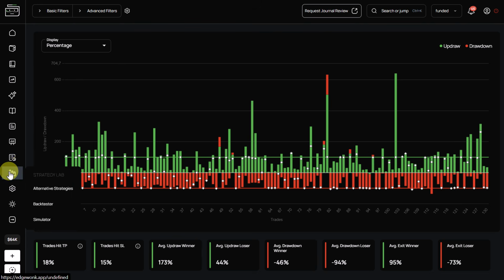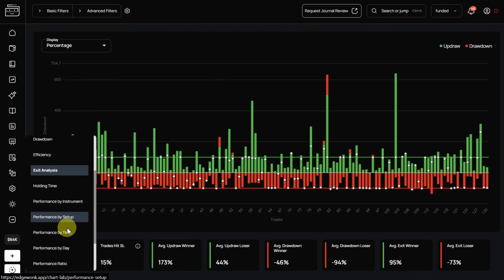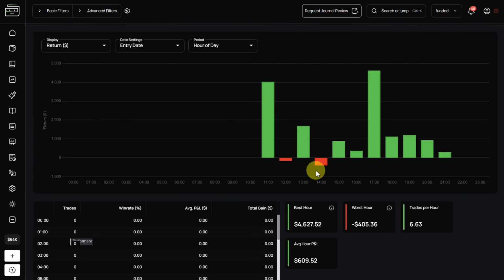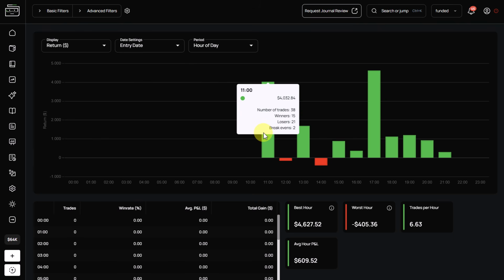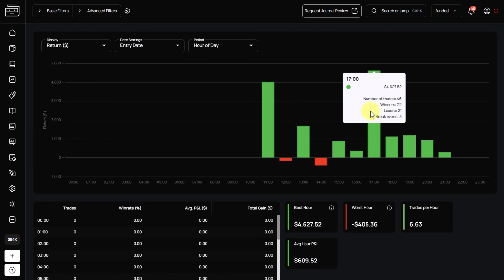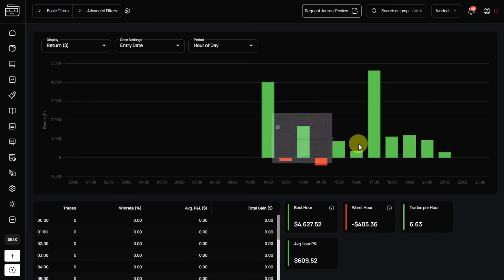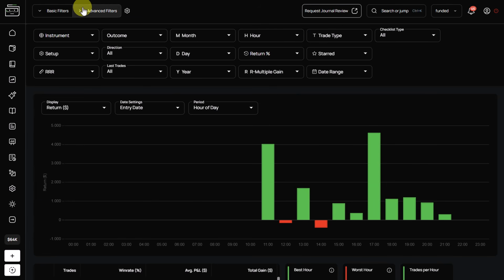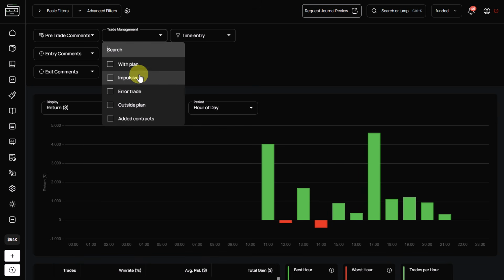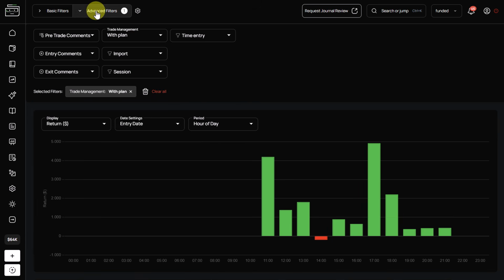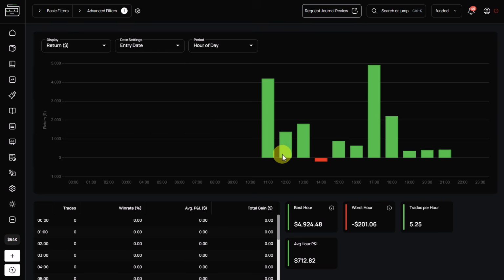We could also go back to our times, because we said we want to analyze further what is going on here. Currently we have 11 a.m. and 5 p.m. as the big performers. Between 11 and 5 there's this gap. So let's only look at his good trades. So with the plan, very easy to do, and you can see that, yeah, the performance drops off after 11, and 5 is still the best performing hour of the day. 6 p.m. is also still good.